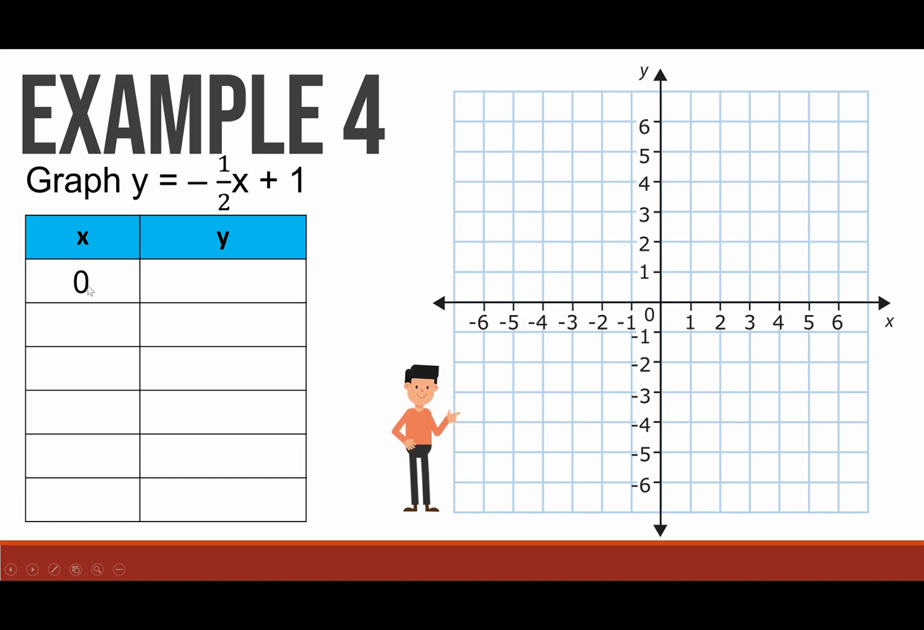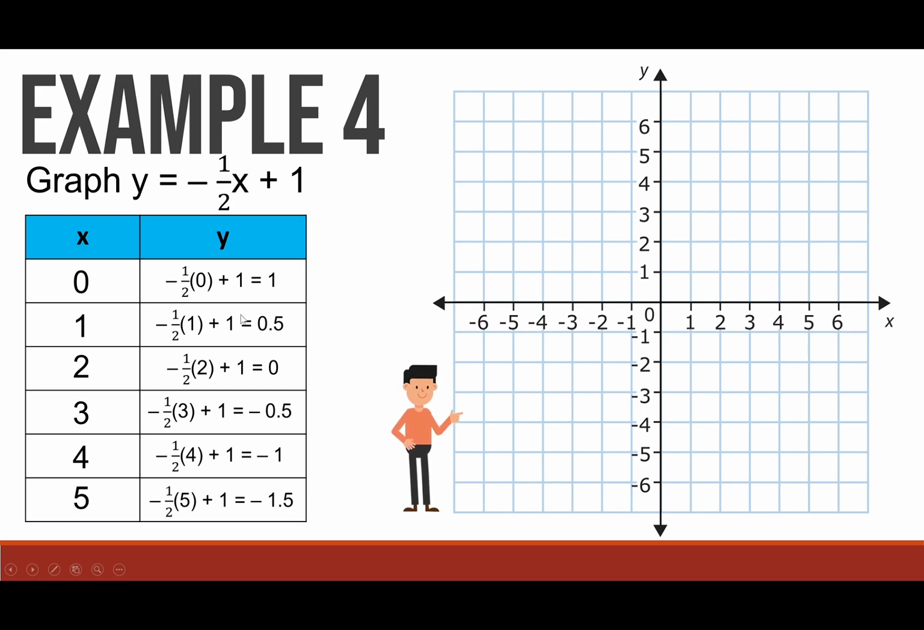Same thing. We're just evaluating, putting in the numbers. Okay, so the first number is going to be 0. Negative half times 0, that's 0, plus 1, that's 1. Plug in 1, that's negative half times 1, that's negative half, plus 1. That's just a half, or 0.5. Plug in 2. Negative half times 2 is negative 1, and negative 1 plus 1 cancels out. That's going to give you 0. Plug in the rest.